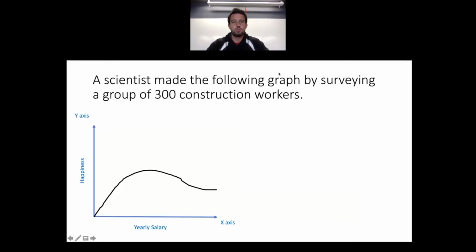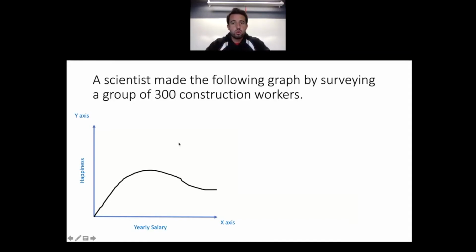Let's talk about variables. First, what I've got for you is a graph. I totally made it up. I think this is based on how it is, but sometimes it's not. This scientist, me, made the following graph by surveying a group of 300 construction workers. Again, I didn't actually survey these construction workers, totally made up this data.